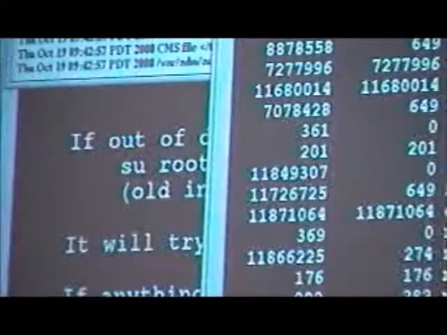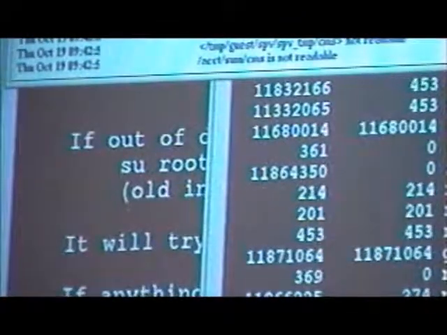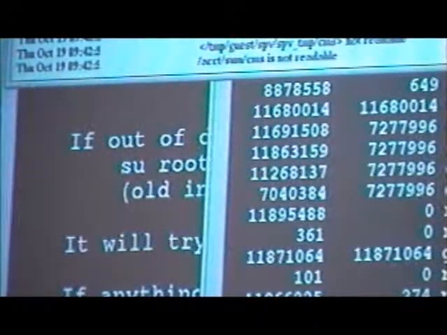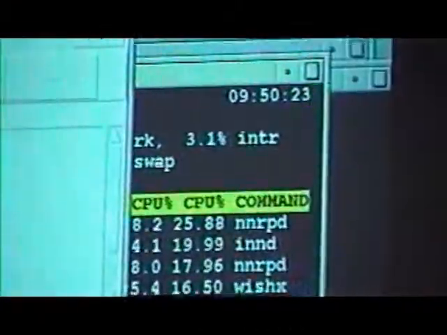Okay. I'm going to save that off, and now I'll go back to SAR. We can see INND is running there. A few other things. I can see SAR just ran.